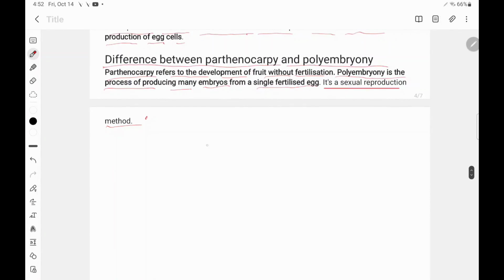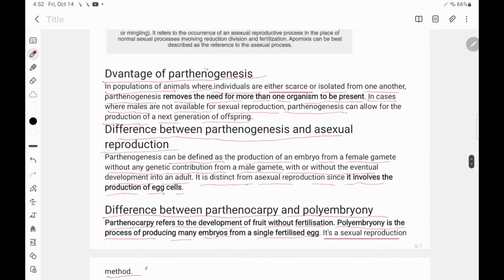This is all about parthenogenesis. I think all the facts involved in the parthenogenesis chapter are clear to you.